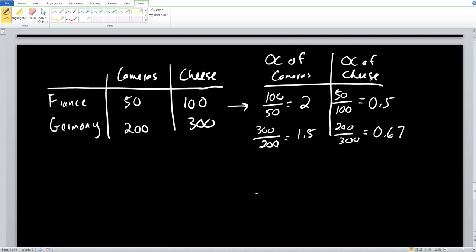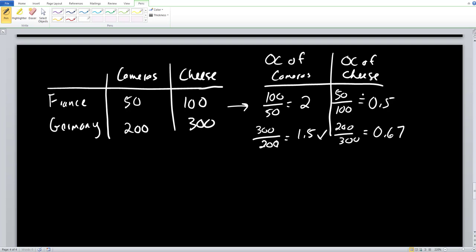And remember, the interpretation of each of these is very important. In order for France to produce one additional camera, they have to give up the production of 2 wheels of cheese. For Germany, in order for them to produce one more additional camera, they give up 1.5 wheels of cheese. Remember, with comparative advantage, we want the lower number between these two, so 1.5 is less than 2. So therefore, Germany has a comparative advantage in producing cameras. They are the ones that should be specializing in making cameras. They should be exporting cameras out to France.